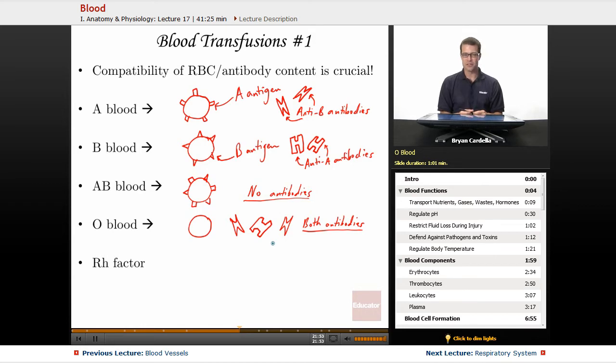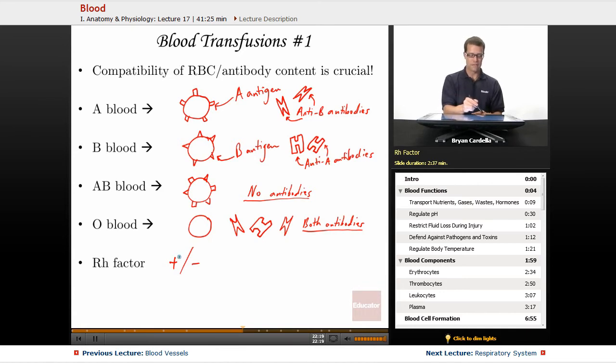Next up, Rh factor. This is either Rh positive or Rh negative, and this was named after the fact that it was discovered in the Rhesus monkey. The word Rhesus, not like the candy, is R-H-E-S-U-S. So the Rhesus monkey, they discovered this. This comes from a separate gene. Whether you're A, B, O, or AB comes from a certain genotype you inherit. This is on a different gene.